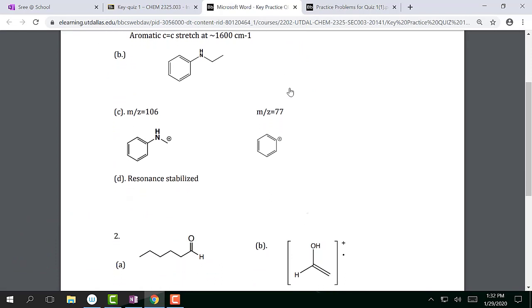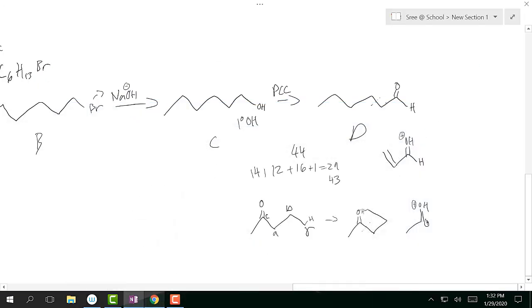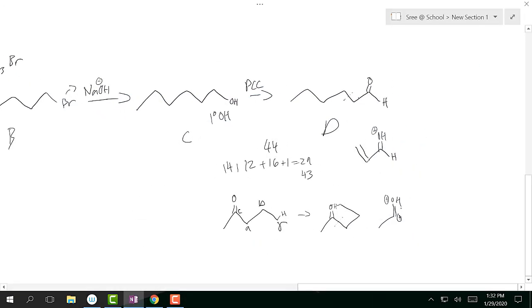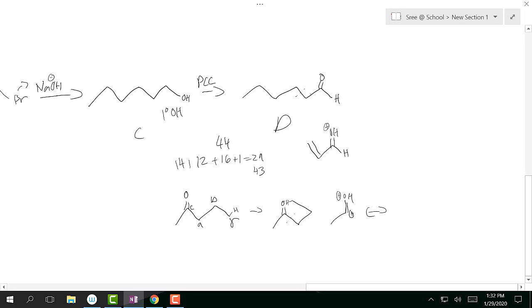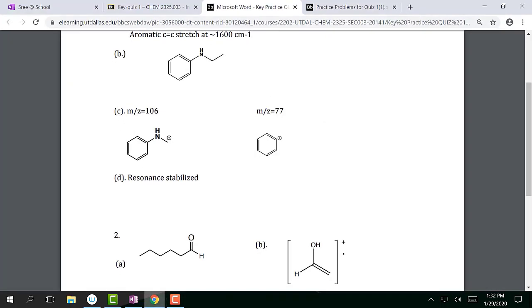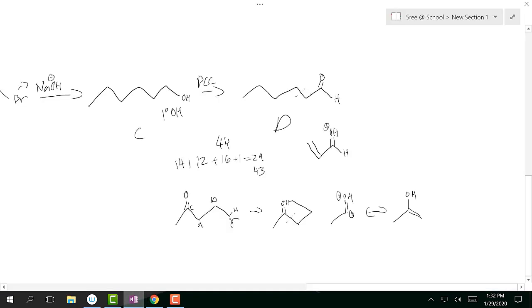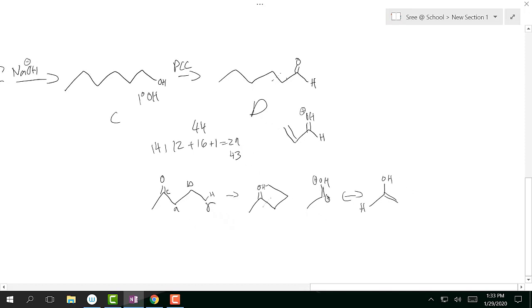Okay. So B is the enol version, but this is the exact same thing as that. So this could be tautomerized into looking like this. And I forgot where the concentration is. This should get you 43 because you have 2 carbons. That's 24. There's 2 H's right here.